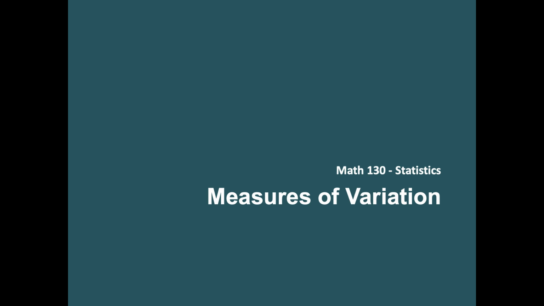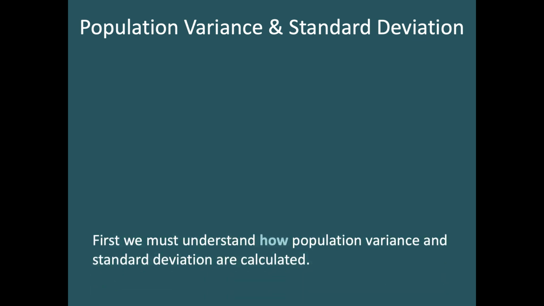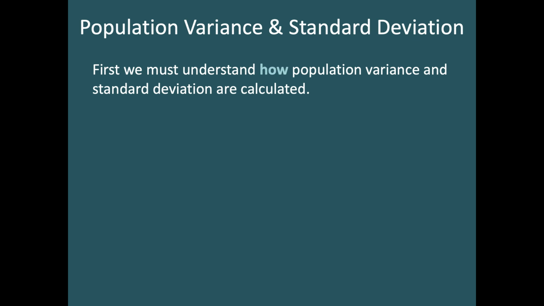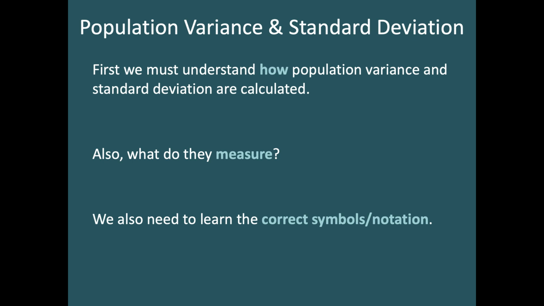Measures of variation. Let's begin with population variance and standard deviation. First, we must understand how population variance and standard deviation are calculated. Also, what do they measure? We also need to learn the correct symbols and notation.